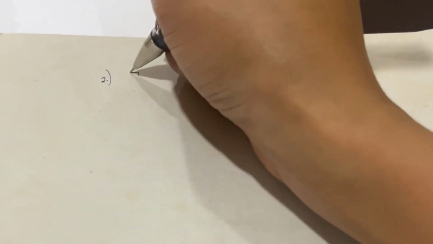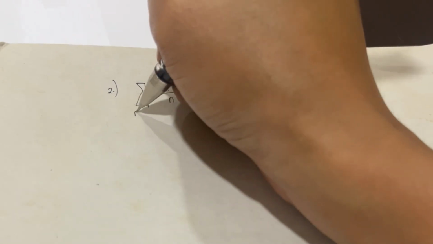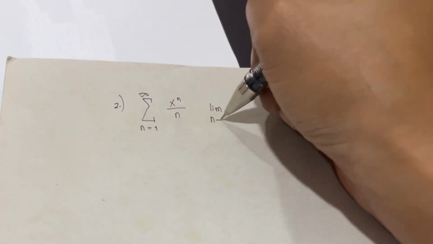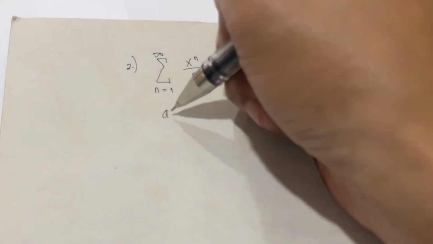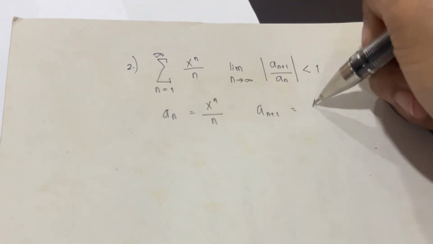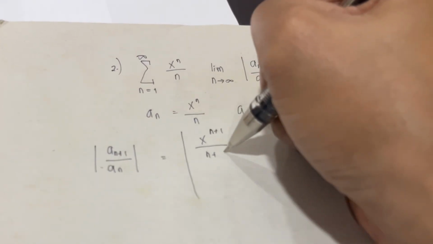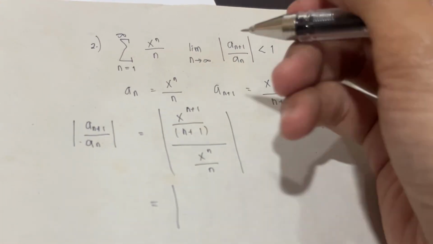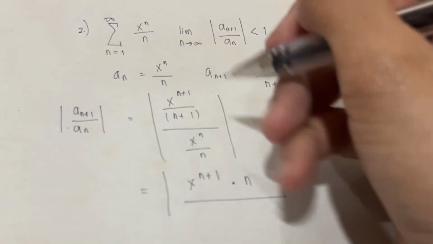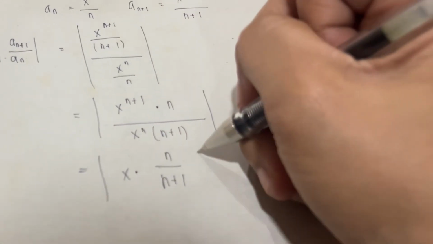For example number 2, we have the summation from n equals 1 to infinity of x raised to n over n. Then let's identify the general term. We take the limit as n approaches infinity of the absolute value of a sub n plus 1 over a sub n. For a sub n, we have x raised to n over n. And for a sub n plus 1, we have x raised to n plus 1 over n plus 1. Then let us cancel the same terms.